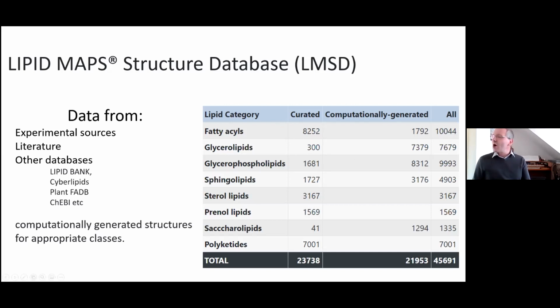Glycerolipids, you can see there are a lot computationally generated, just adding likely biological or mammalian acyl chains onto the glycerol backbone. And we're currently at just short of 46,000, 45,700 structures. It's a Friday afternoon, I'm becoming innumerate.